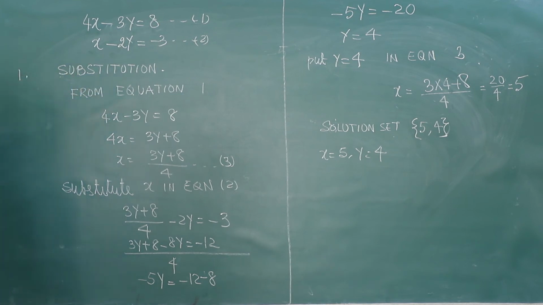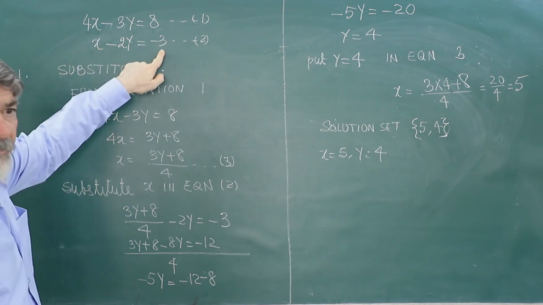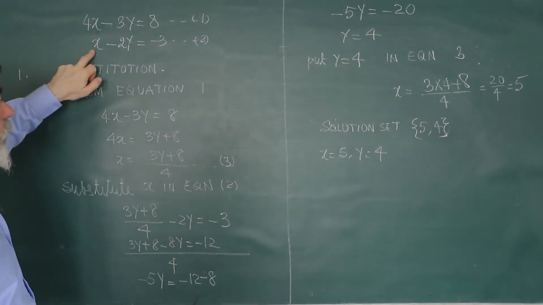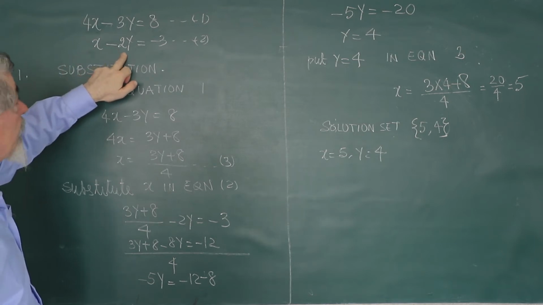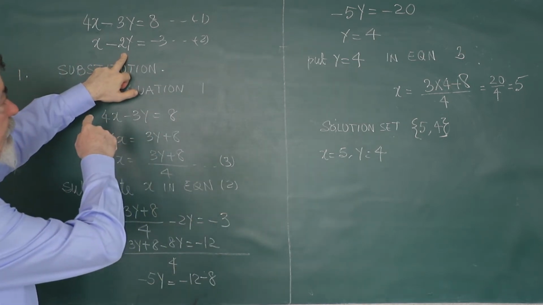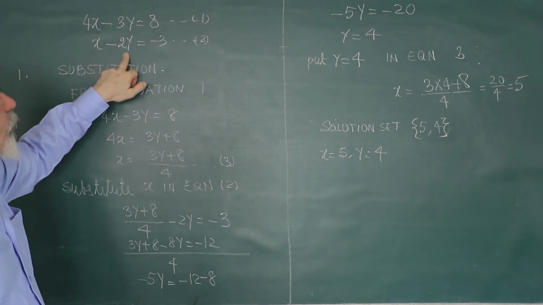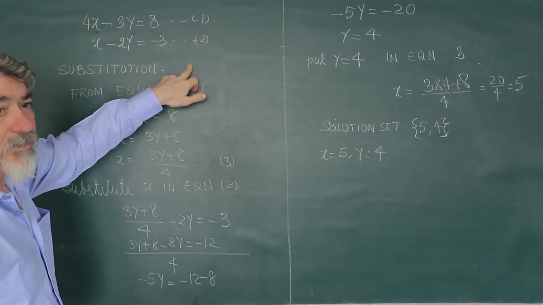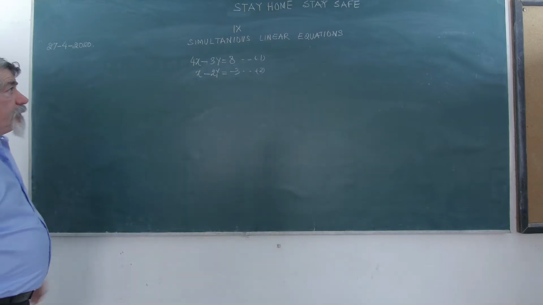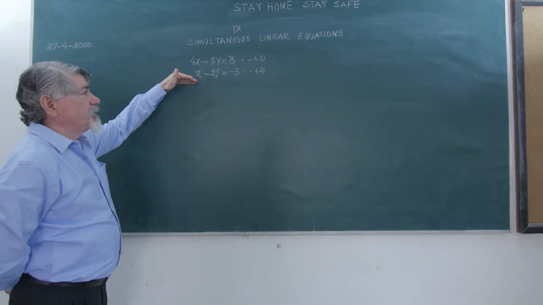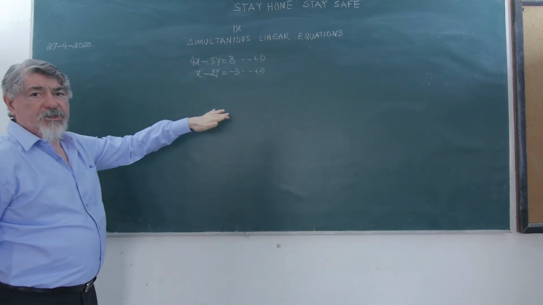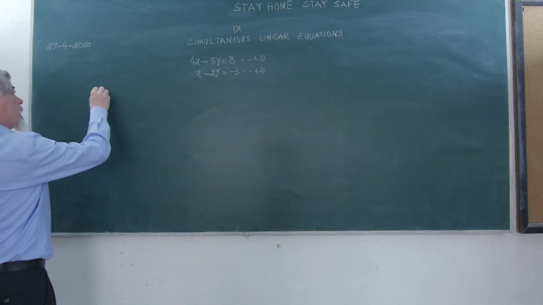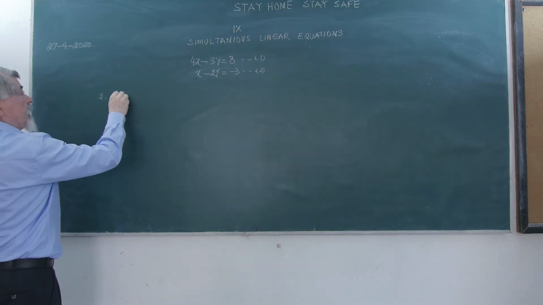Now let us see the second equation. x minus 2y is equal to minus 3. If I put x is equal to 5 and y is equal to 4, what will it become? 5 minus 4 2s are 8. So 5 minus 8 will give you minus 3. Okay, we solved the pair of simultaneous equations with the method of substitution. That is the first method we talked about. Now I am going to do the second method, same question, by elimination.